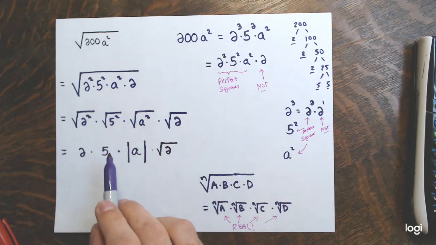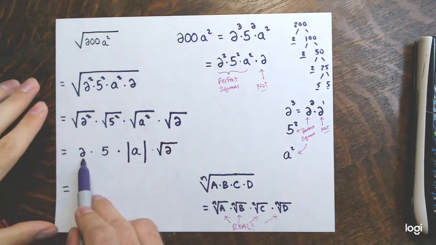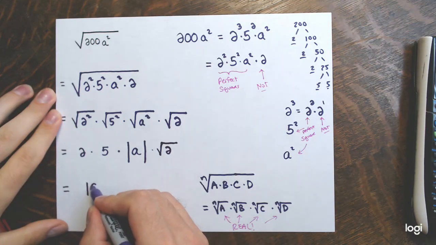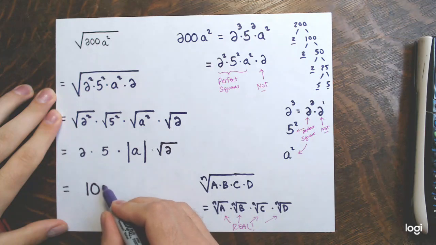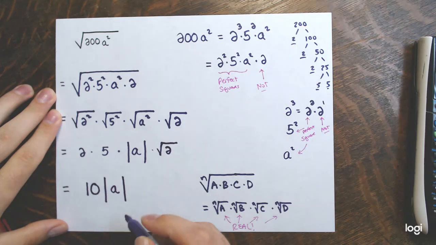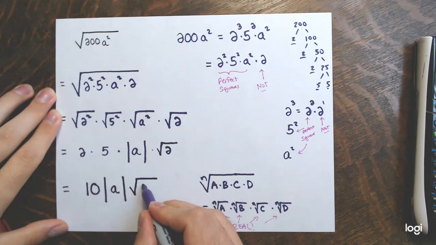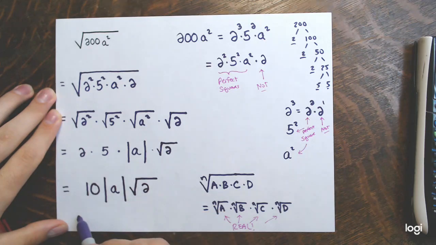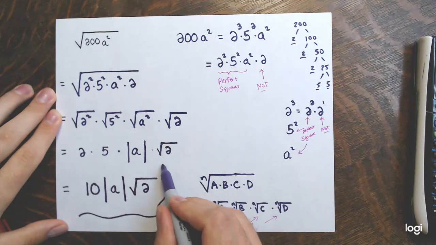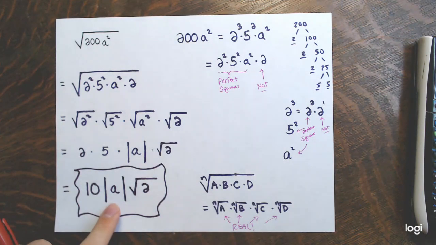And then we've got some numbers that aren't in roots that we can multiply here. So 2 times 5 we know is 10. So 10 times the absolute value of a. Again, they're just touching, so it's multiplication. And then that stuff times the square root of 2, and again, just touching, so it implies multiplication. And there you go. This expression should be equivalent to the original one. All right, and let's test it out.